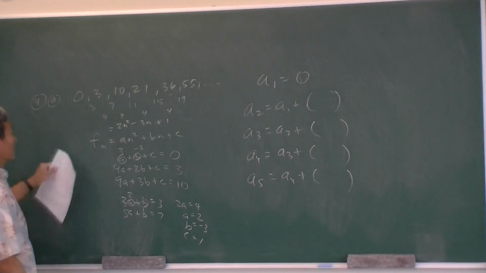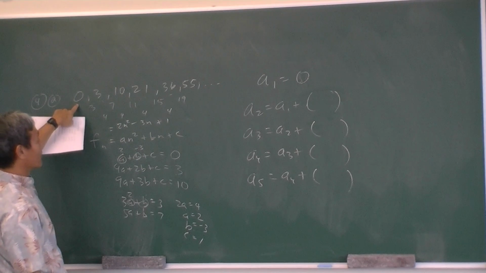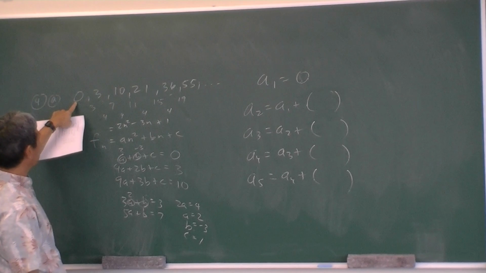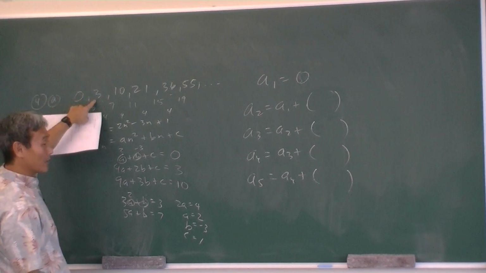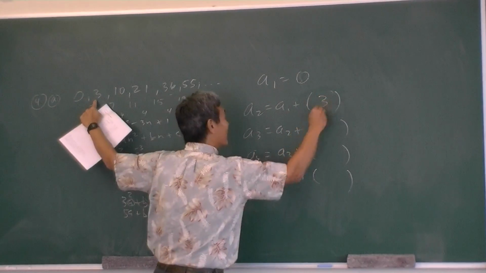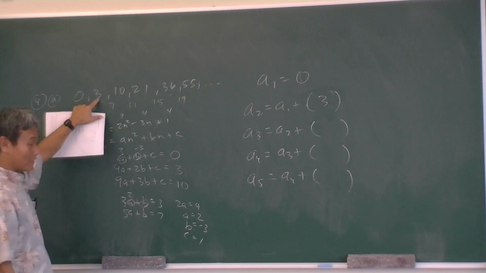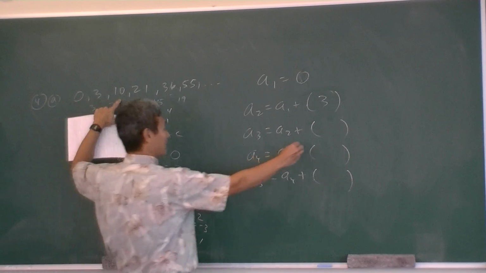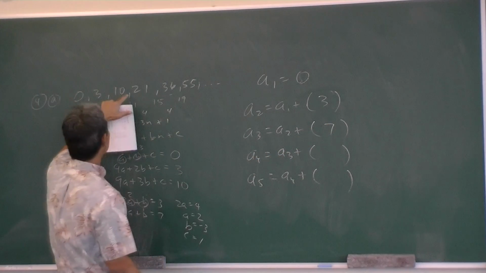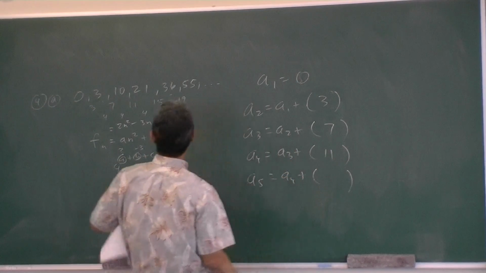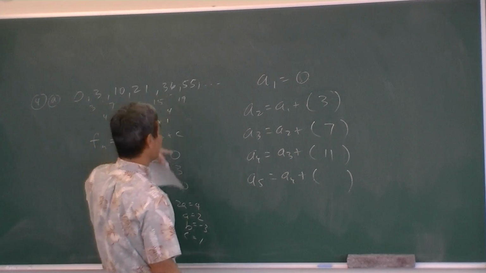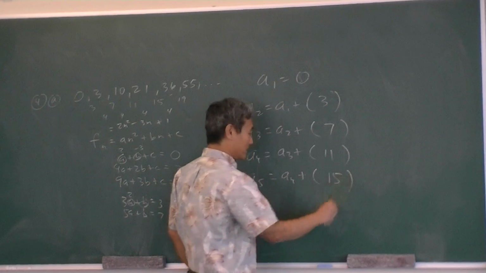Okay? So, the first term is 0. To get the second term, what do I have to add to the first term? What do I have to add to 0 to get 3? 3. What do I have to add to the second term to get the third term? 7. What do I have to add to 10 to get 21? 11. What do I have to add to 21 to get 36? 15.